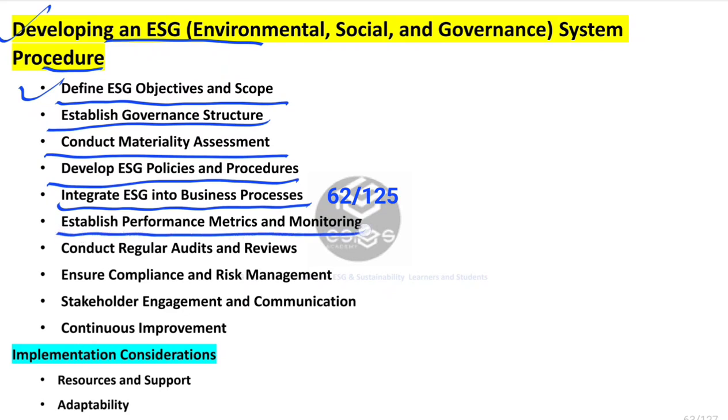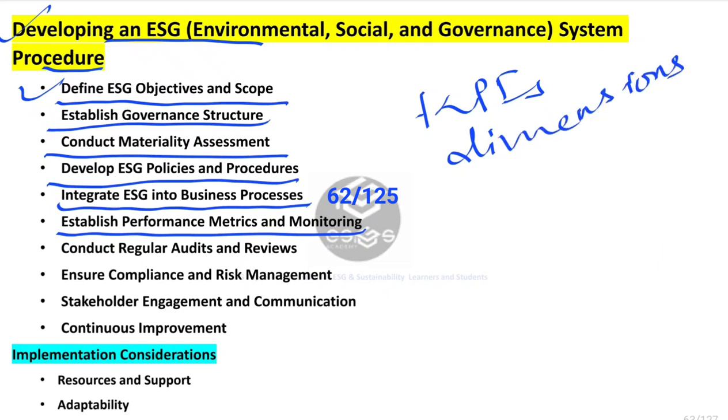Next is establish the performance metrics and monitoring. We need to set up the KPIs, define measurable KPIs to track the progress and performance across environmental, social, governance dimensions. All the ESG dimensions we need to cover based on the materiality topics. Monitoring and reporting, we establish a framework for monitoring ESG performance, data collection, reporting results internally and externally.